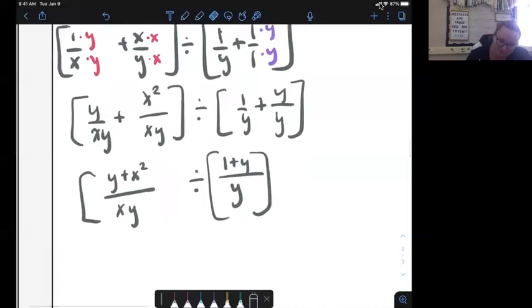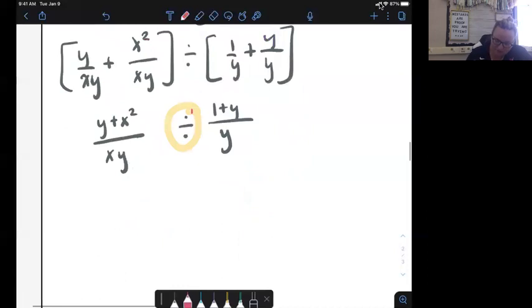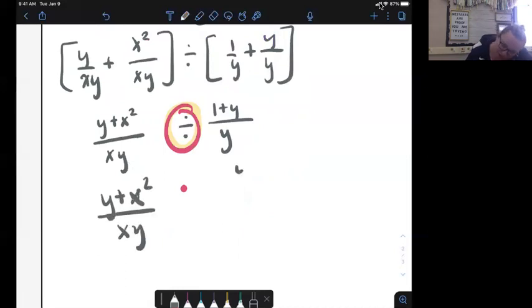And now we don't really need the brackets anymore. So we have a fraction divided by a fraction. Remember, what can we change that division sign to? We can change it to multiplication, but we have to flip the second fraction. So (y plus x squared) over xy times y over (1 plus y).